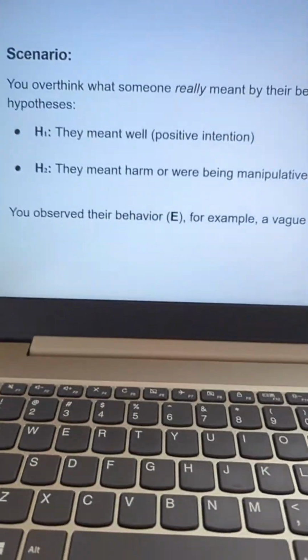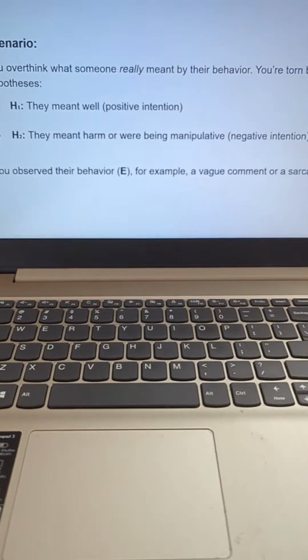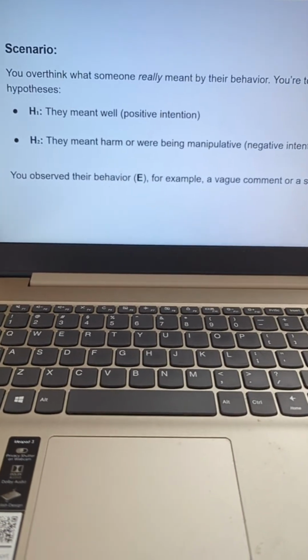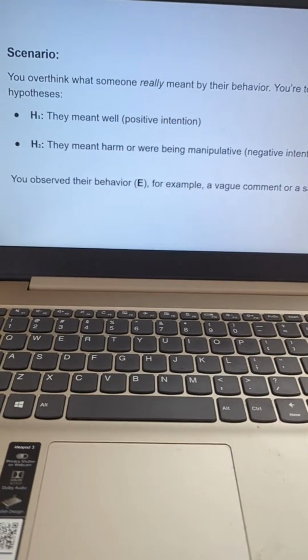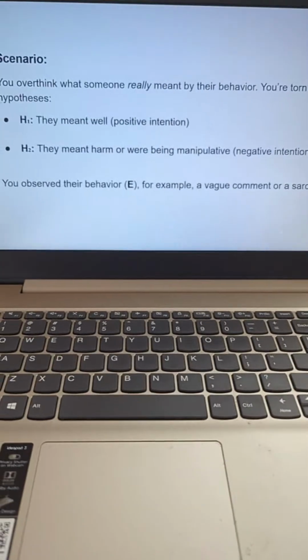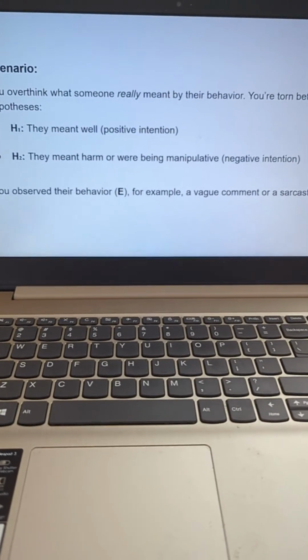So let's look at these two possibilities. Now, in real life, there are more than two possibilities, but just to keep this simple for the explanation, and for most situations in life, or at least a large number of situations in our lives, there are going to be two possibilities. Either they meant well with a positive intention, or they meant harm. So now, what are we going to do? We're going to assign probabilities to each of these hypotheses.